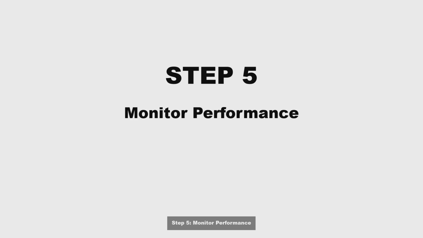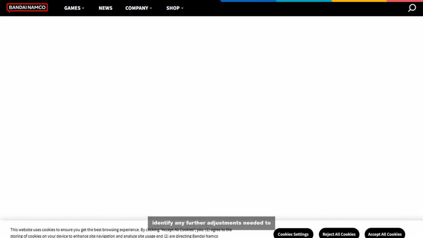Step 5. Monitor performance. Use performance monitoring tools like MSI Afterburner or built-in FPS counters to track your game's performance. This will help you identify any further adjustments needed to maintain a stable frame rate.